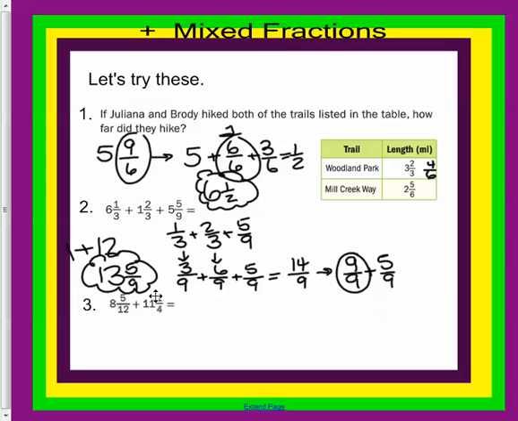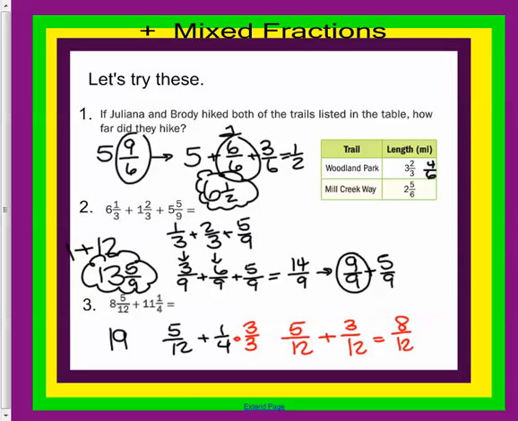Down here, add my wholes. 8 and 11 make 19. And I have 5/12 plus 1/4. Well, I need common denominators, so I can change this 5/12. Nope, I don't have to. He stays over here. But I can change the 1/4 to make it into a 12 by multiplying by 3/3. When I do that, I get 3/12, which means that I have 8/12 when I really add them.